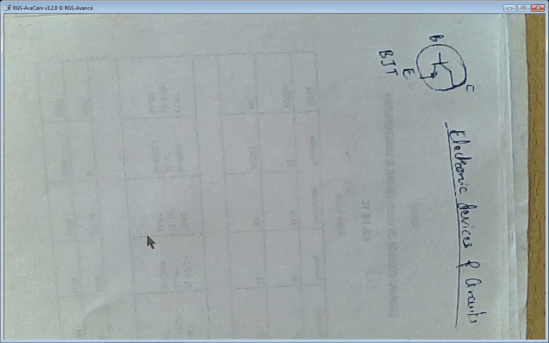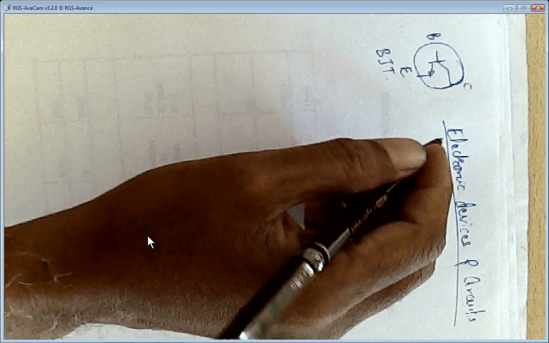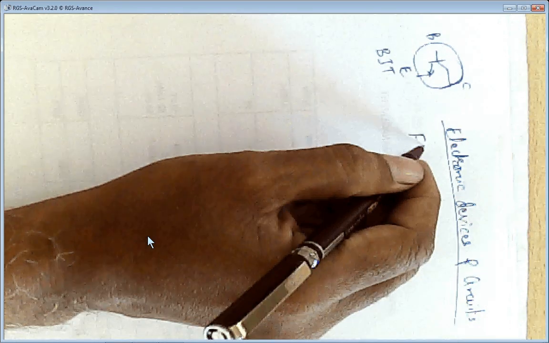You must have studied these BJTs previously, but now in this subject you will be studying mostly the FETs and the circuits related to the FETs. So what is this FET, or field effect transistor? I'll give some comparisons also between the BJTs and FETs, and how and where this is used. First we'll see the construction of FET, field effect transistor.